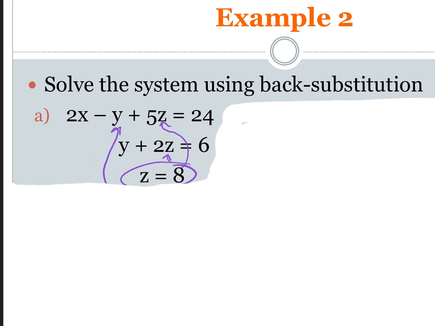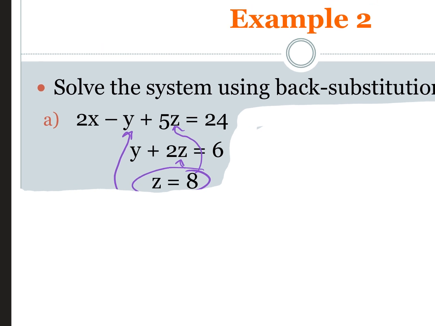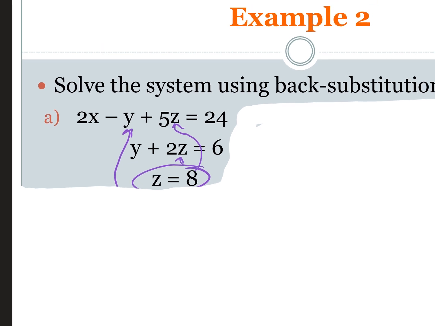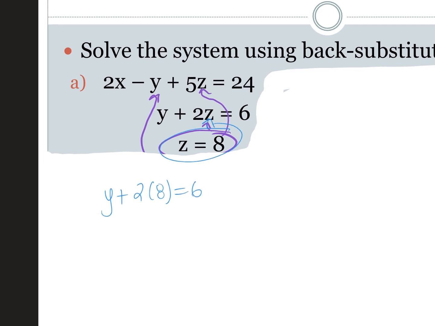Again, we're going to go through these questions quickly because this is very basic. I do need to see your work, though. So you're going to show me that you take z and you plug it in right here. So you have y plus 2 times 8 equals 6. Y plus 16 equals 6. I'm going to subtract 16 from both sides. And y equals -10, right?